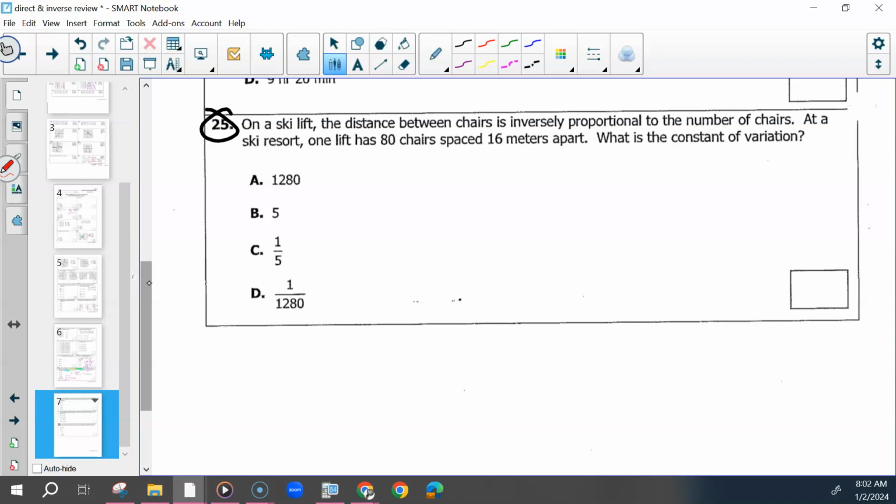On a ski lift, the distance between chairs is inversely proportional to the number of chairs. At a ski resort, the one lift has 80 chairs spaced 16 meters apart. What is the constant of variation? This is actually not solving everything, but what's important here? 80 chairs. 16 meters apart. Inversely proportional. What are we looking for? Distance between chairs. Constant of variation, which is what? Okay. K. So we're just finding K, not everything else. If this is inverse, how do we find K?